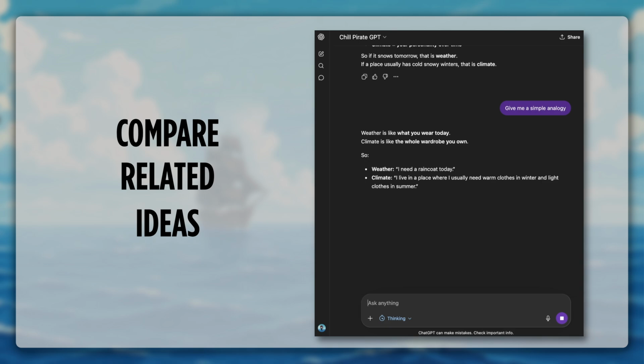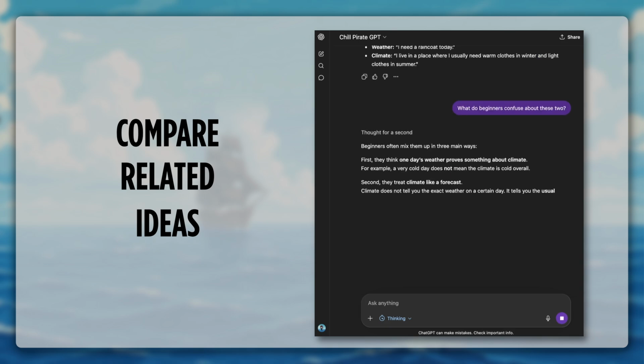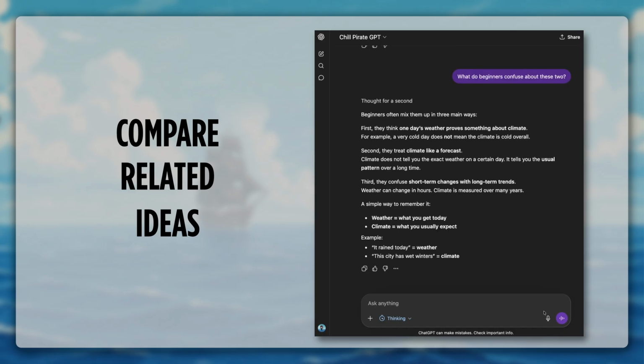Ask for a simple analogy. Or what do beginners confuse about these two? This all may not be perfect, but it's all very usable in helping your understanding, and the differences become easier to remember. And this method works very well when a topic has two things that are very close to the same. Things like weather versus climate, or speed versus velocity, or accuracy and precision. When the ideas are close together, confusion often comes from the overlap between them. By using comparisons, you can understand them better.